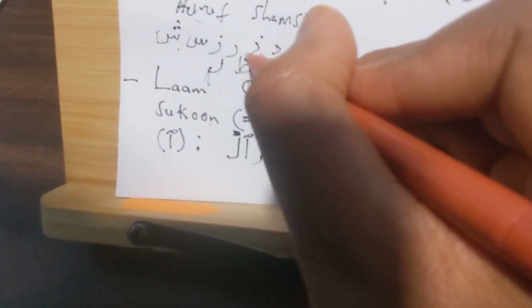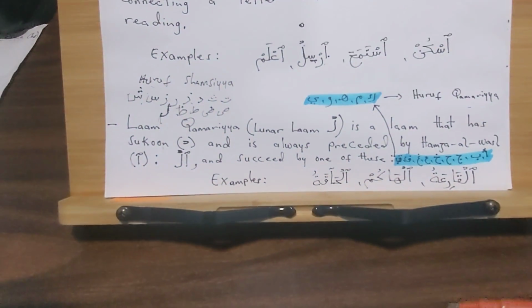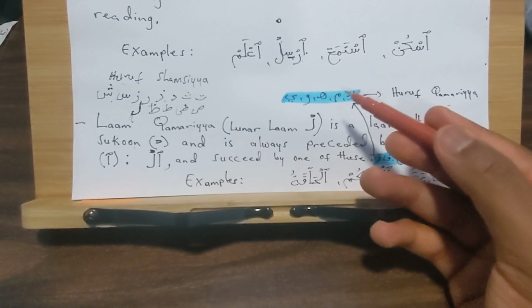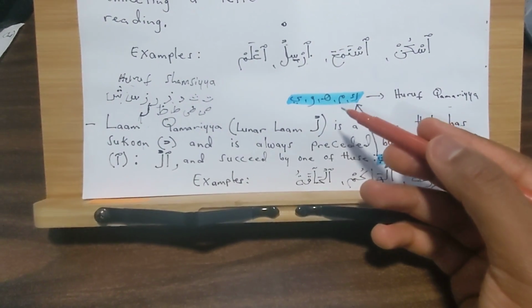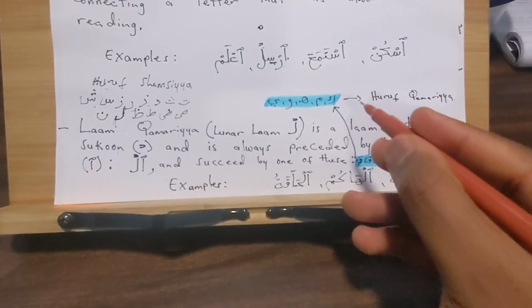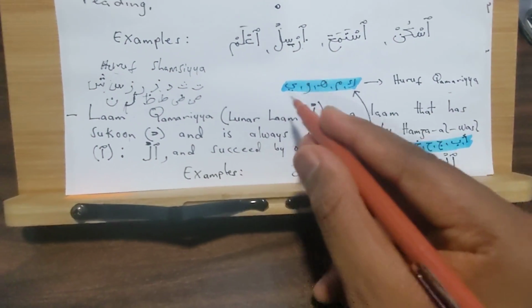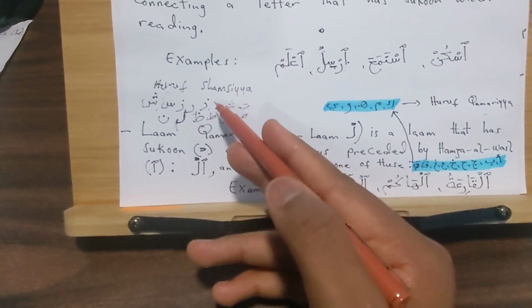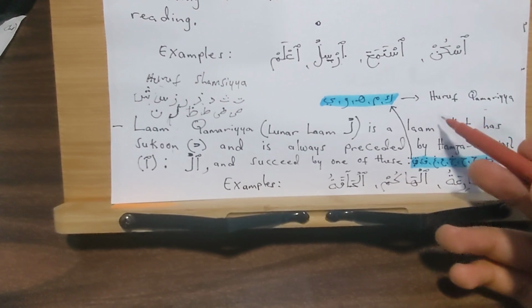okay, this is Lam. Mim is not from them. Mim is here. It's from the lunar letters. Mim and Noon. Also Noon is from the Huruf al-Shamsiyya. Ha is here. Waw is here. Ya is here. So these are Huruf al-Shamsiyya and these are Huruf al-Qamariyya.